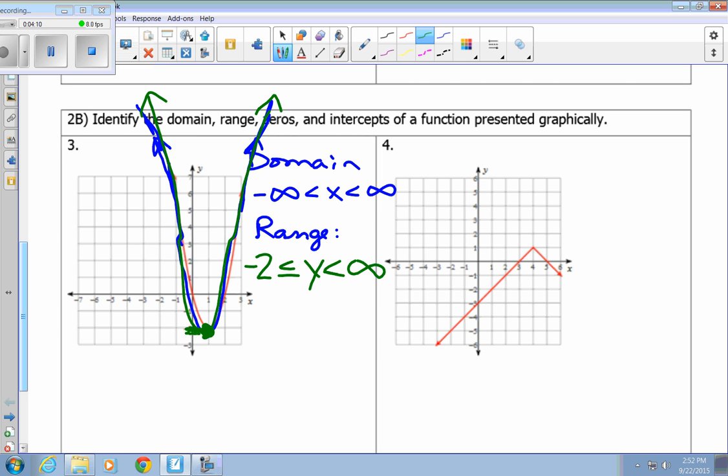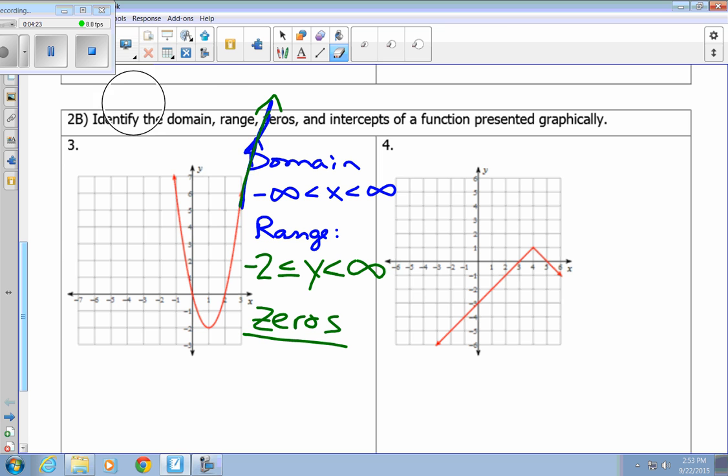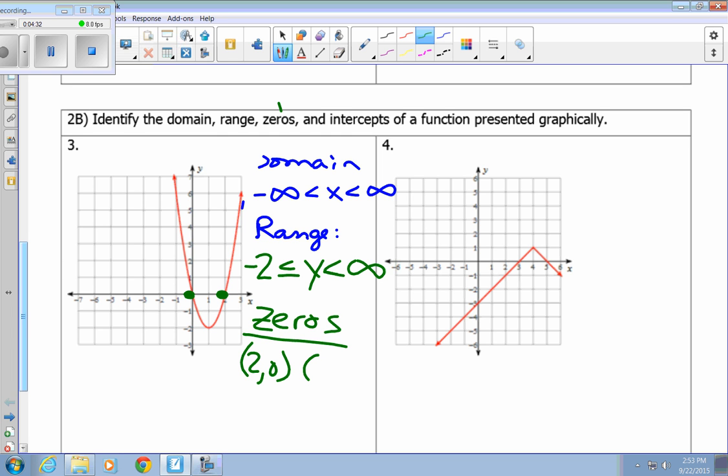On number 4, let's talk about zeros, which we haven't talked about yet. Zeros: where does it cross the x-axis? Let me erase these. It crosses the x-axis at 2, 0 and 0, 0. Zeros are the same thing as x-intercepts. So you have 2, 0 and 0, 0.